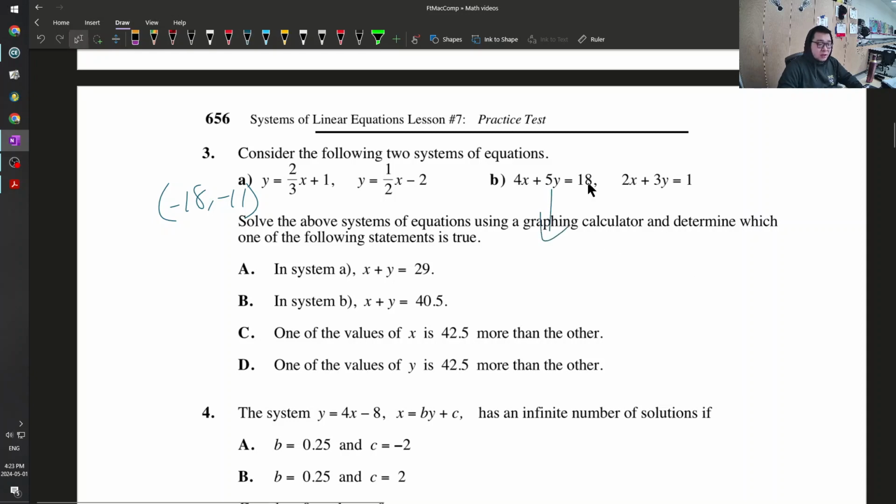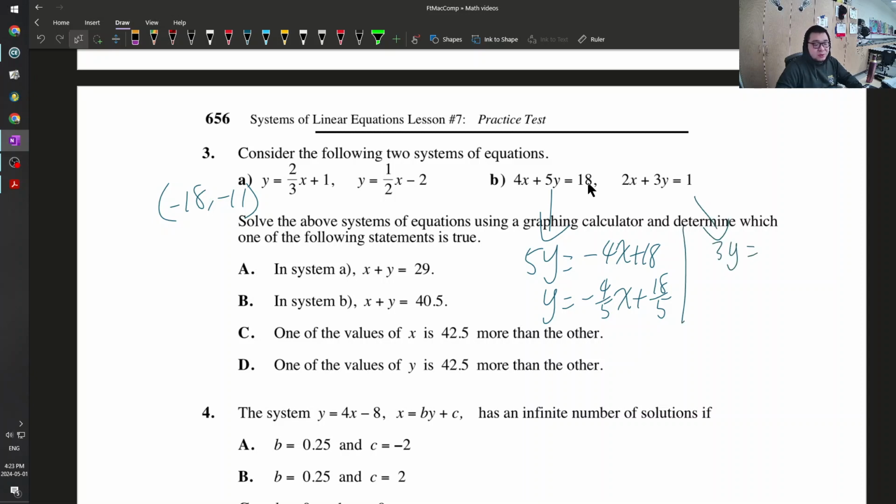Well, let's isolate it step by step. So 5y is equal to negative 4x plus 18. Divide everything by 5. Y is equal to negative 4 over 5x plus 18 over 5. Second one, again, let's simplify step by step. 3y is equal to, subtract both sides by 2x, negative 2x plus 1. Divide everything by 3. Y is equal to negative 2 over 3x plus 1 over 3.